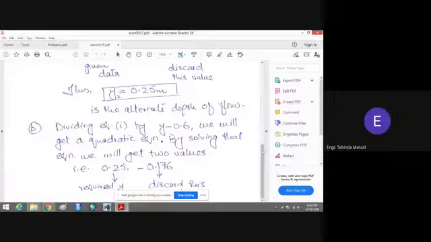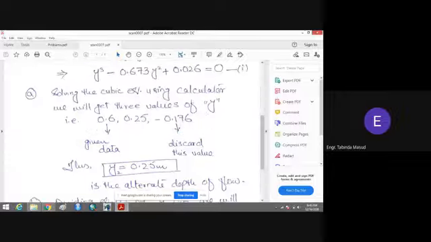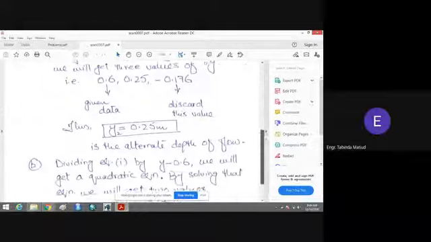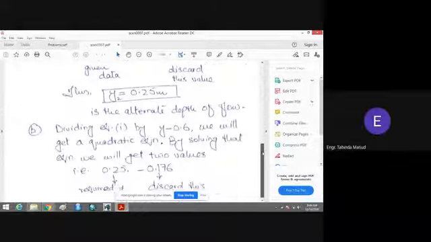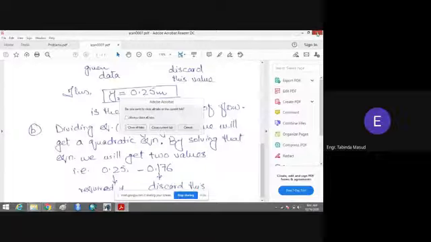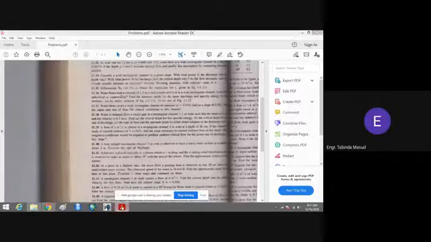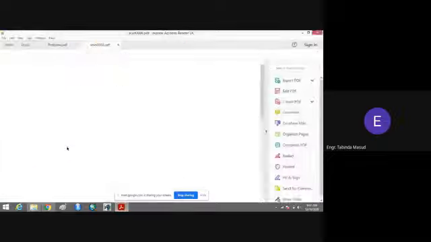However, I recommend you solve the cubic equation because you can solve it very easily using your calculator. So this is the best way. I have told you both the methods: you can solve the cubic equation or the quadratic equation. This was the method by direct solution, and now we will find the same value, that is y2 equal to 0.25, the alternate depth of the flow, by using a dimensionless discharge curve.